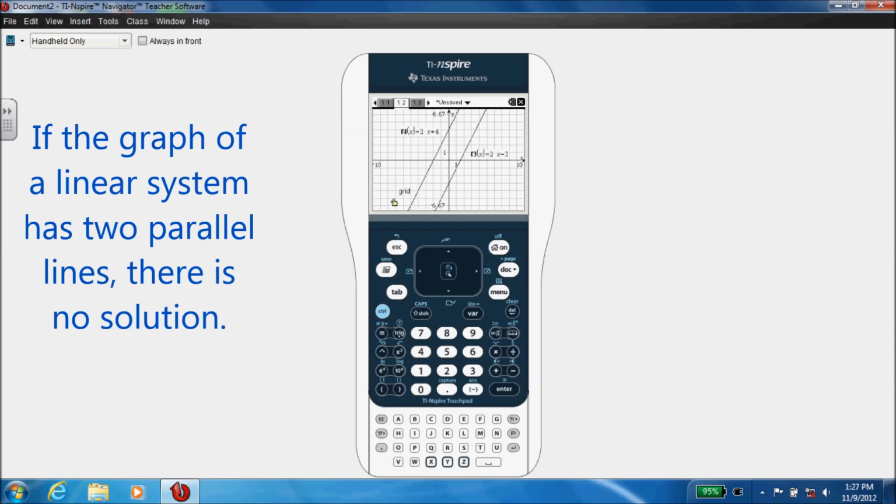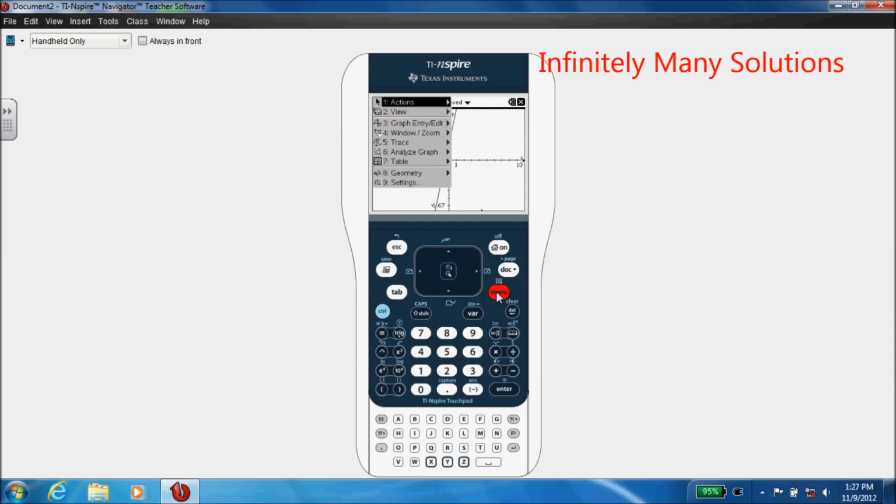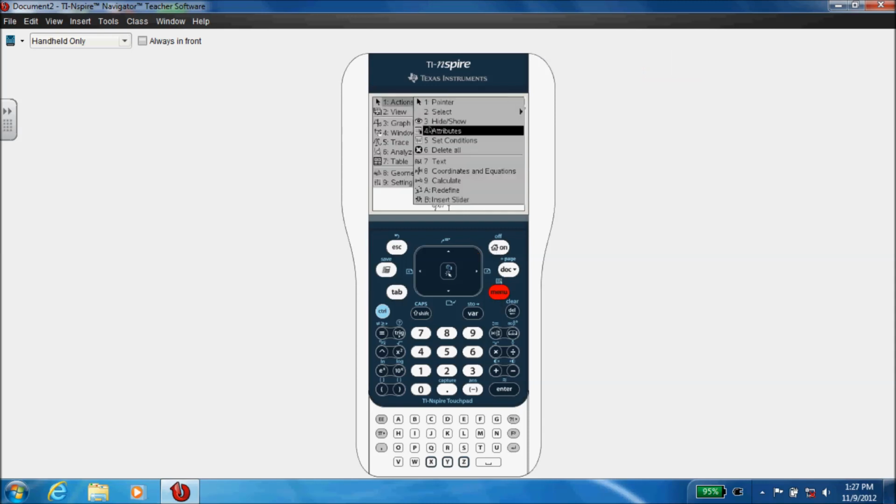Now, the final case is what we call infinitely many solutions. And so as you look at this particular graph, now let's go ahead and put some grid lines on there so it can look like the other graphs. My bad, guys. Let me go down to my view.